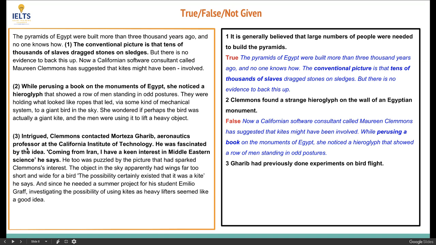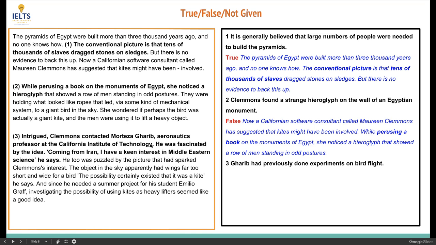Okay, he's a professor. He was fascinated by her idea. He comes from Iran. He's interested in Middle Eastern science. That is it. Had he previously done experiments on bird flight? Well, probably. He's an aeronautics professor. Does it tell us that he had done? No, it does not tell us.